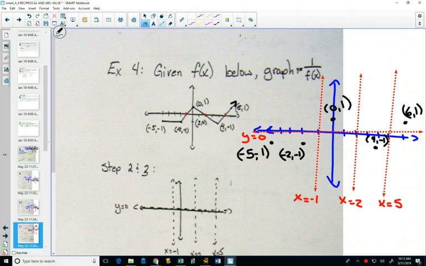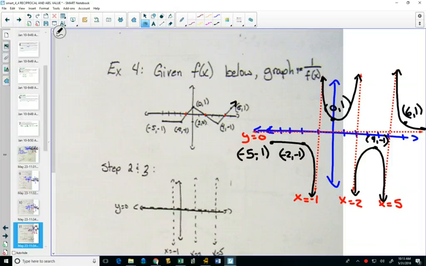How do we draw our asymptotic behavior now? Well, sometimes people wonder, I don't know if I just have this one point, do I go up or do I go down? Well, we know that there's no x-intercepts in a 1 over f of x graph. So we know that this section will go up, this section will go down, this section will go here, and this section will go like this.